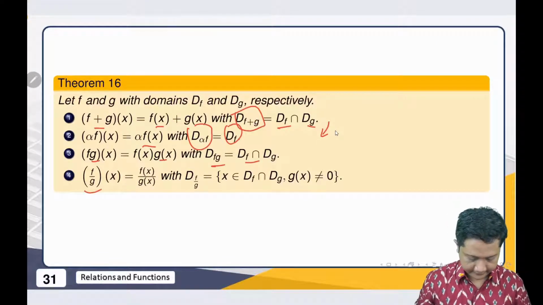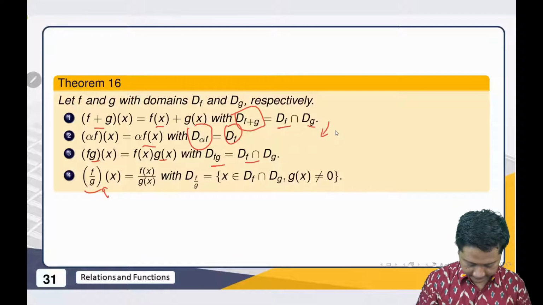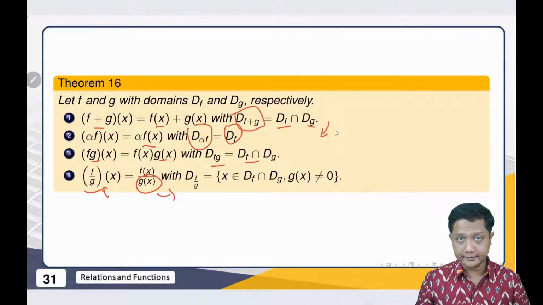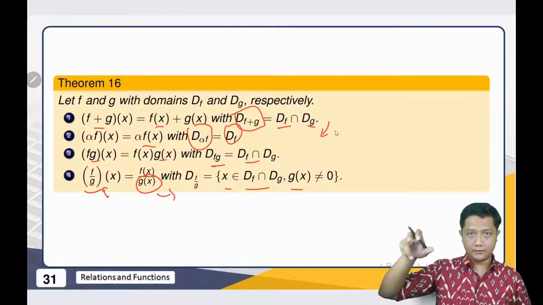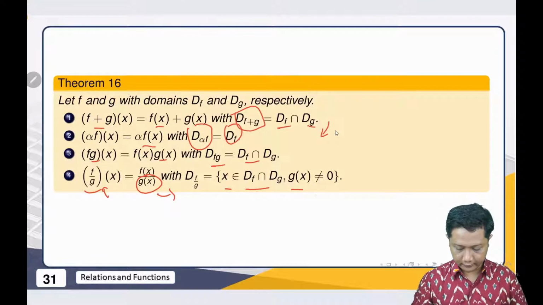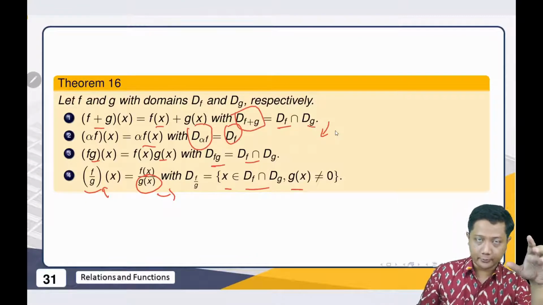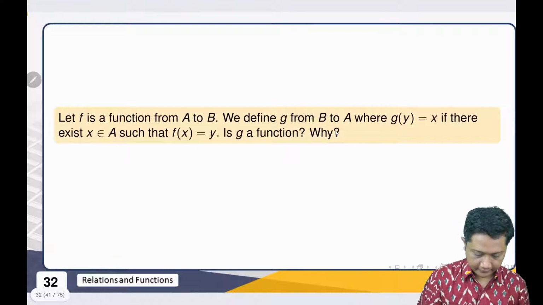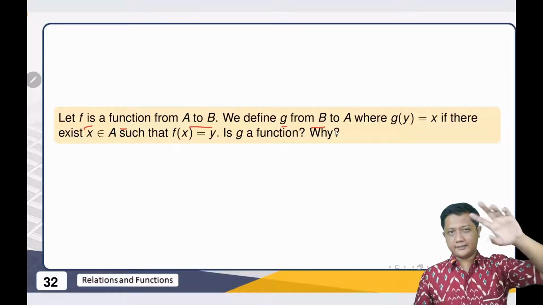And the last one is the quotient. Then again, we should make sure that the denominator is not 0. So it's not only the intersection of df and dg, but we also have to make sure that g(x) is not 0, because we cannot have the denominator equal to 0. Okay, and next, if f is a function from A to B, we can define a relation.